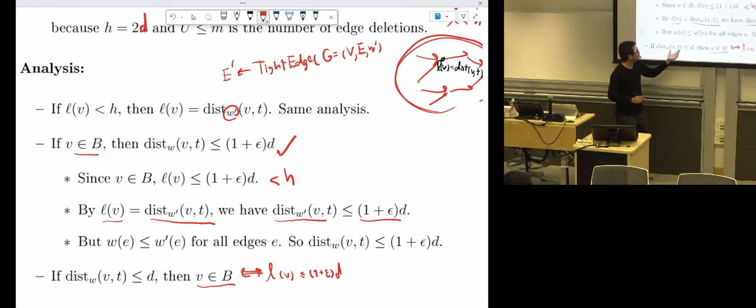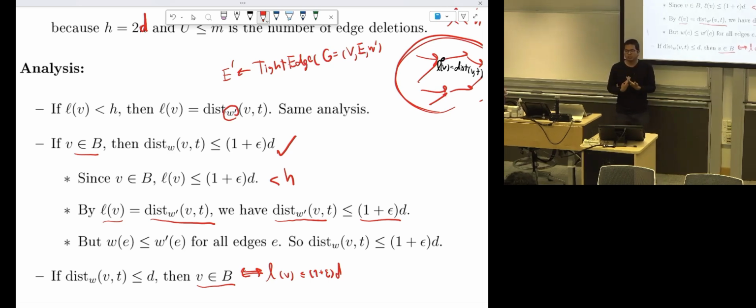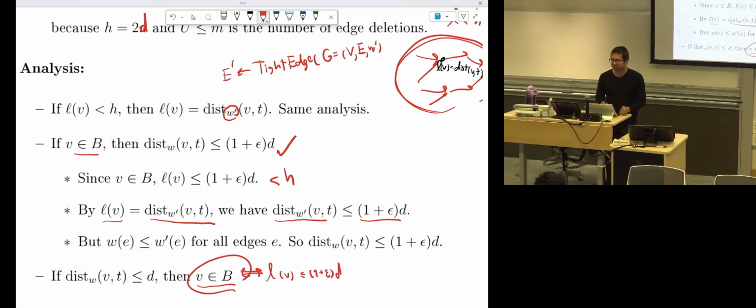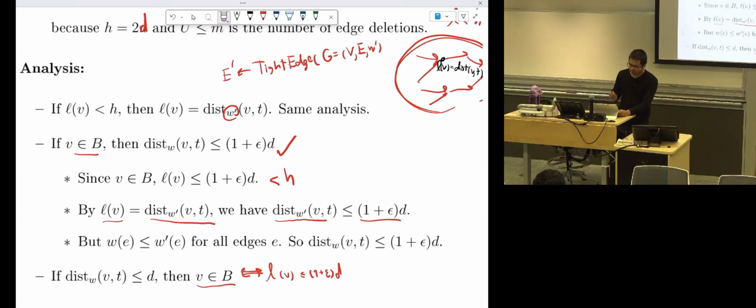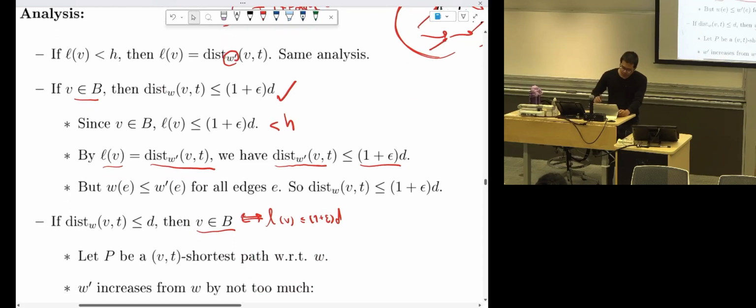To say this, my claim is that if the distance in W is small, the distance in W prime is also quite small, because I want to say that in W prime, you don't increase it by too much. And if the distance in W prime is small, then it must be in B. Okay, let's prove this formally. Suppose that P is the shortest path with respect to W, with the real, original weight.